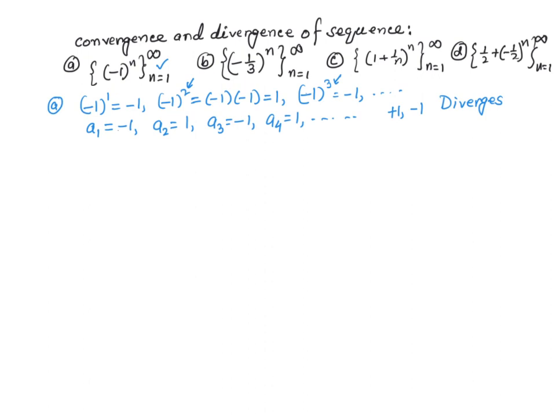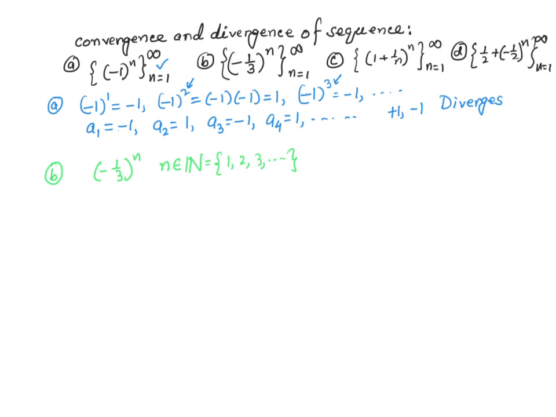And let's do B then. B is going to be negative 1/3 to the power n, as n goes from 1 to infinity, or n is an element of the set of natural numbers, which is 1, 2, 3, and so on. Now this one, however, fluctuates. It goes back and forth, but it still goes to a distinct point, which is 0.